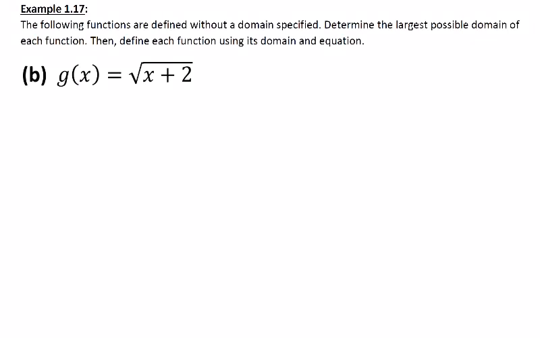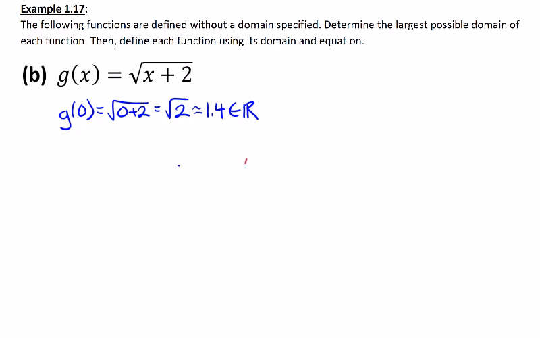Example 1.17 part B has a different equation to look at. g of x equals the square root of x plus 2. And if I start playing with some of the values, we might plug in something like 0. g of 0 gives us the square root of 0 plus 2, which will be the square root of 2. And the square root of 2 is approximately 1.4, and ultimately what's important here is that it's a real number.